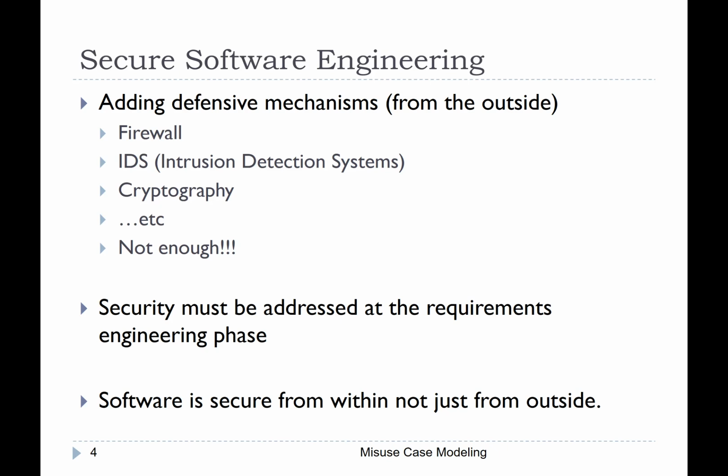For example, a firewall, all its job is that it permits certain data to pass through certain ports. It has no idea what's inside that data. So if the proper data is sent to the proper port, then the firewall doesn't do anything for you.